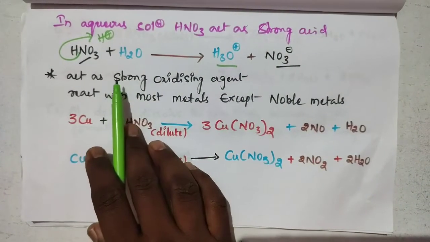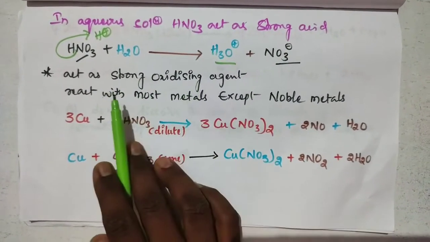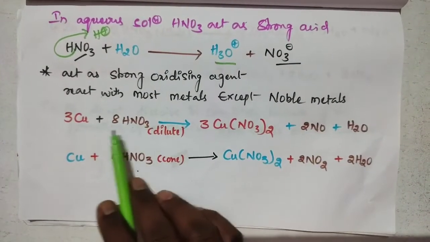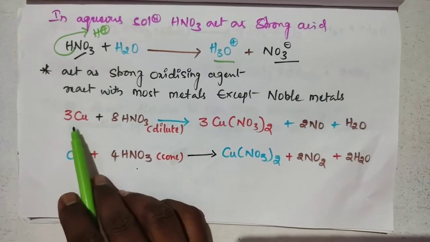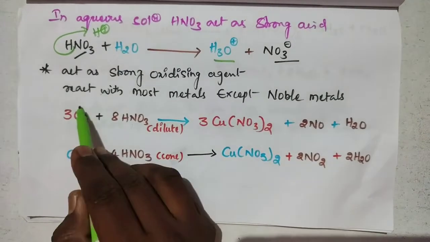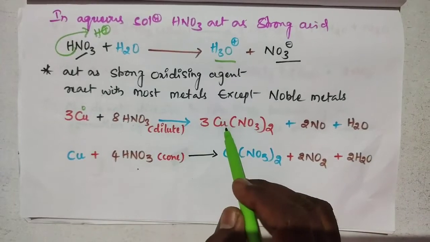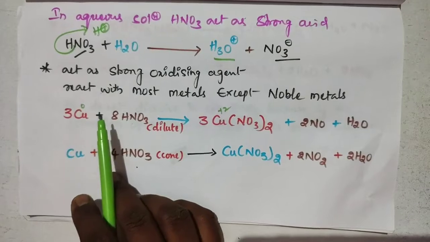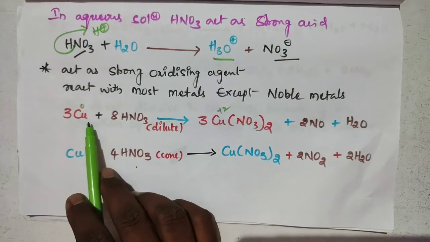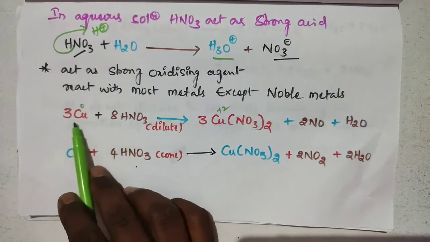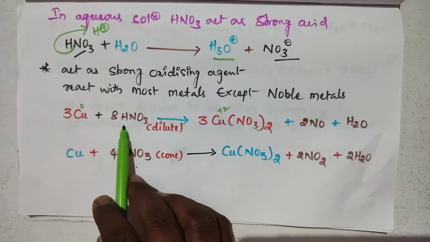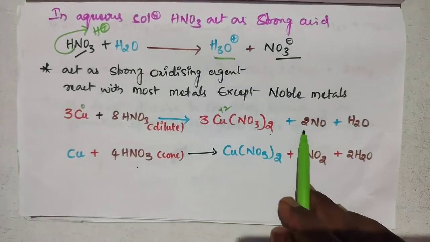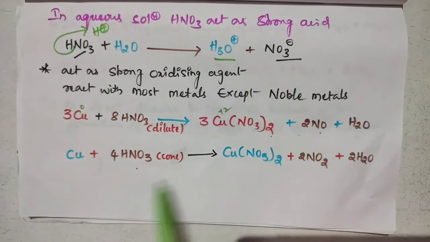HNO3 also acts as a strong oxidizing agent. It reacts with most of the metals, except noble metals. Acting as an oxidizing agent, copper in the neutral condition is converted to the copper plus 2 state, oxidation takes place. 3 moles of copper with 8 moles of dilute HNO3, we get 3Cu(NO3)2 plus 2NO plus 4H2O.